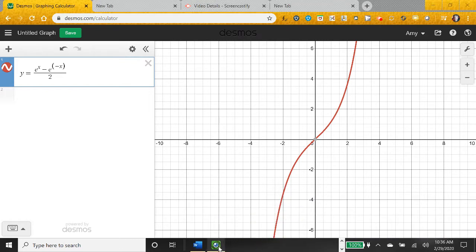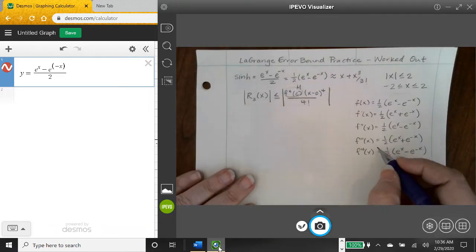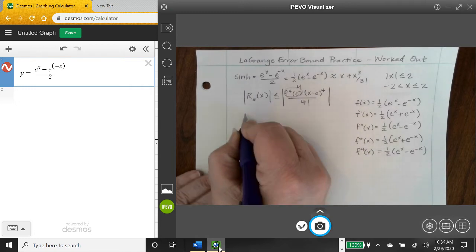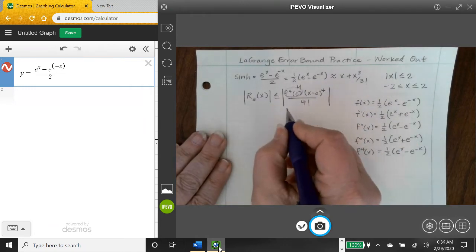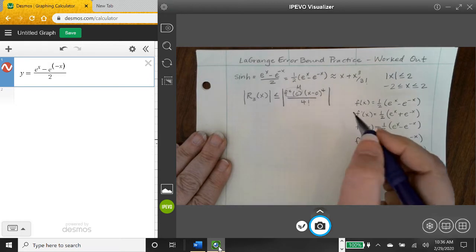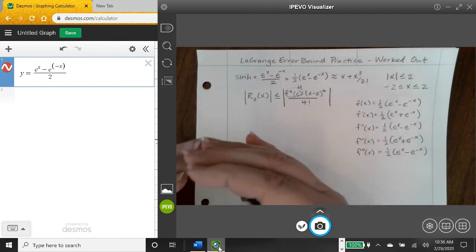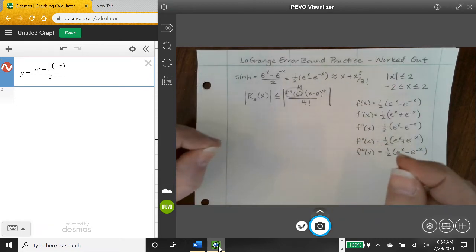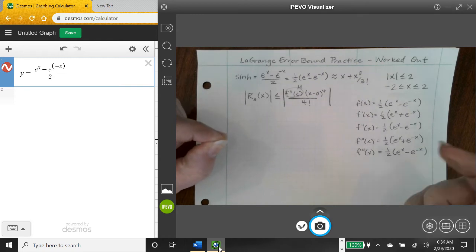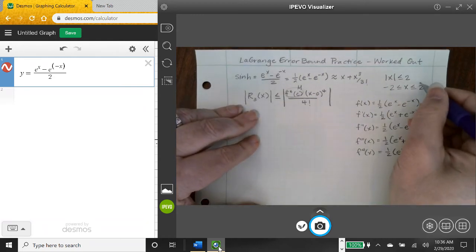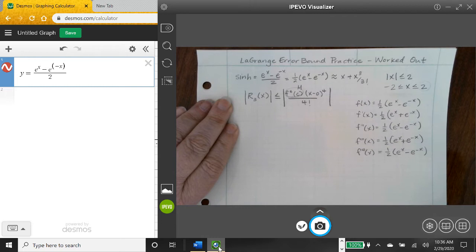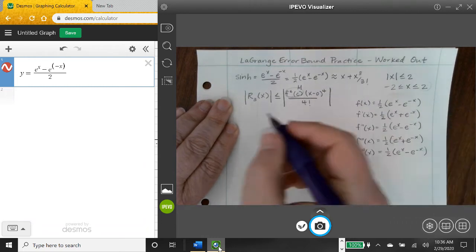Okay, so the max value right here that I'm going to put is going to be at 2. And the error is always worse, as we have often discussed, on the outside of that interval. So I'm going to use 2 as my x, because that's the farthest away from the center, and that's where the error will be the worst.